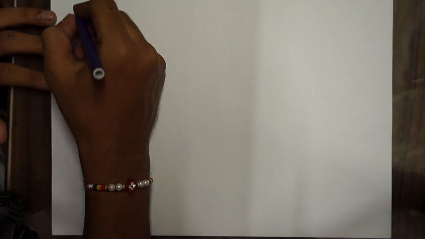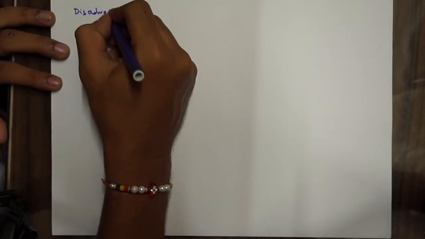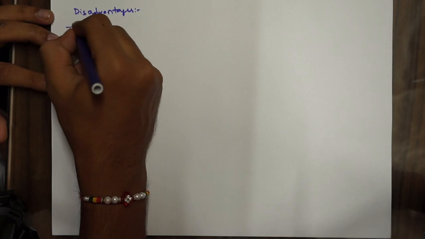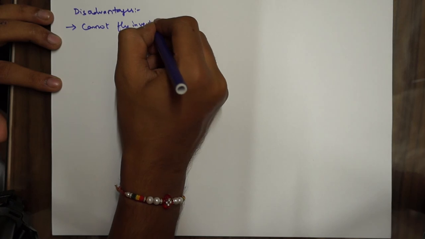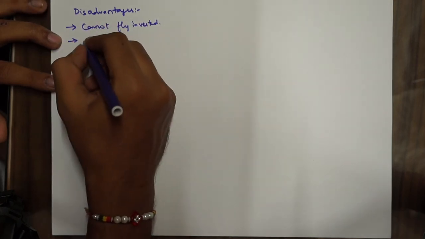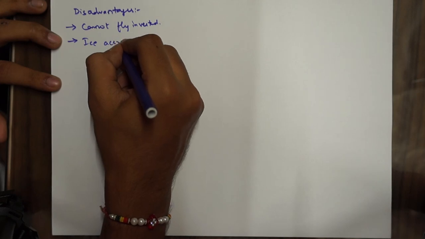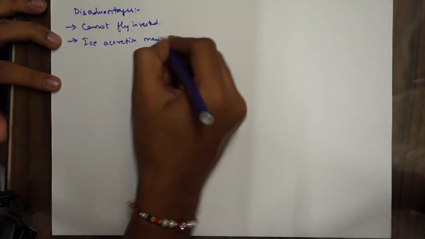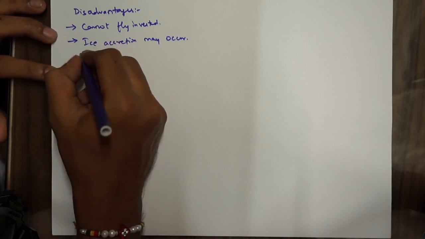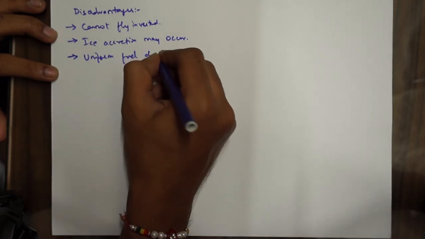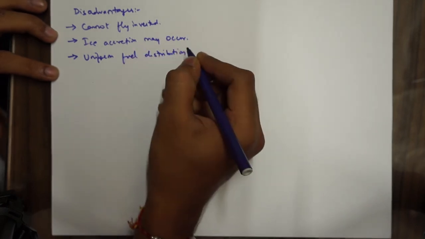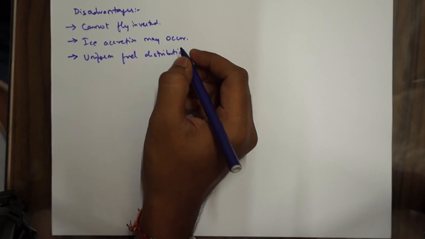Let me write down the disadvantages of a float type carburetor that I told you, so that it just stays there. Disadvantages: number one, you cannot fly inverted due to gravity, of course. Then ice accretion may occur. Third, uniform fuel distribution won't happen. Basically, it doesn't occur.